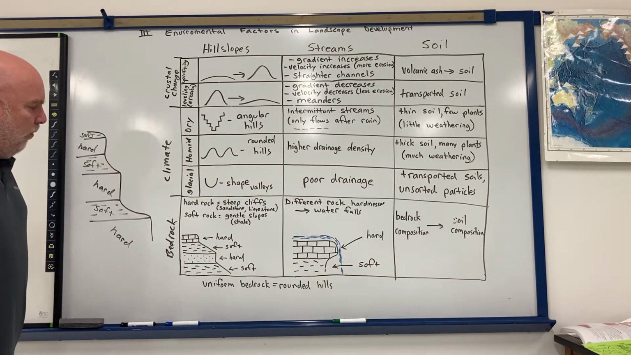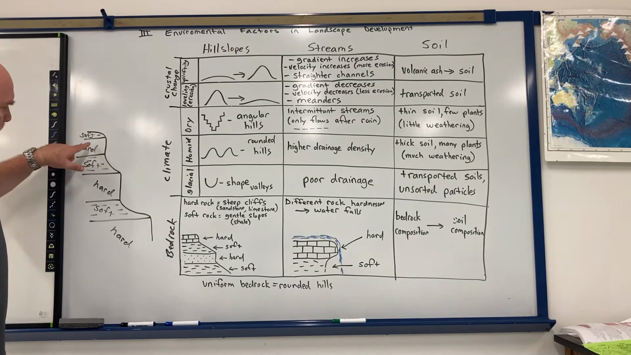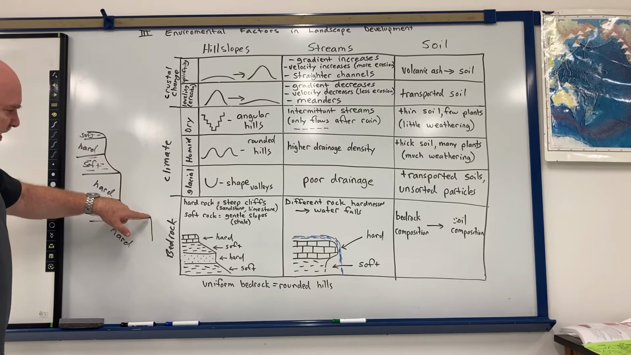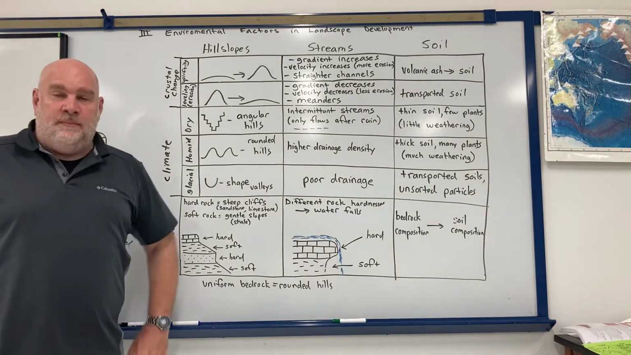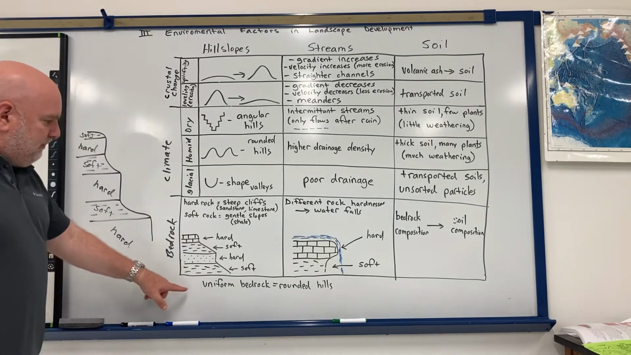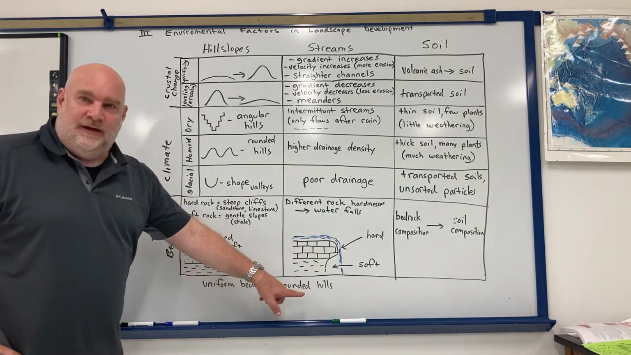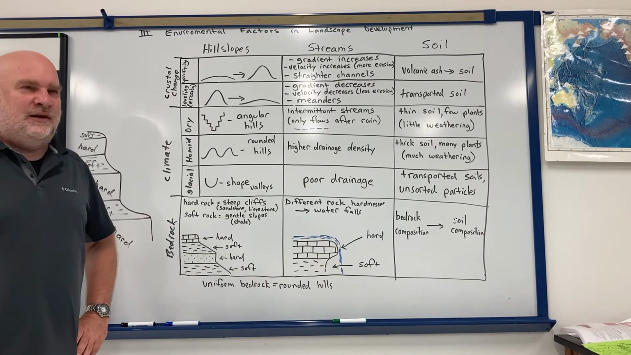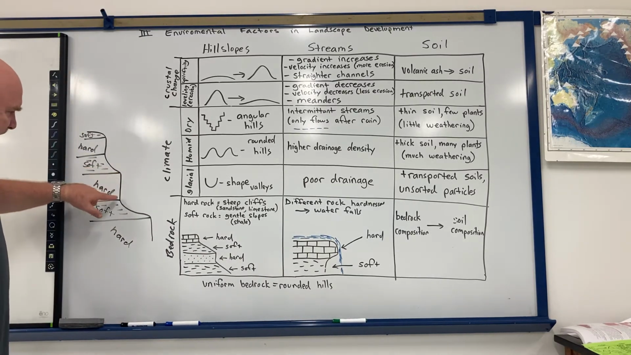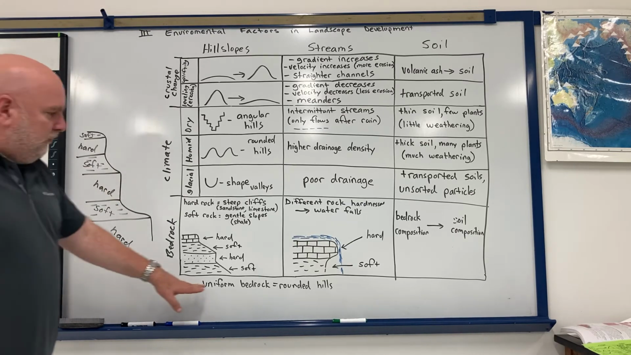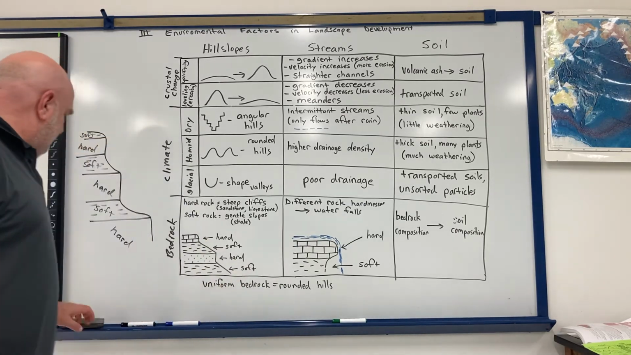All right, now what happens? So when you have a change in rock type, that's where you have these differences in the shape of the side of the hill. What happens if it's all one type of rock? Well, if it's all one type of rock, then you just kind of get rounded hills, because there's not going to be differences in the hardness to cause these changes right there. So if it's all uniform bedrock, you're going to get rounder hills.